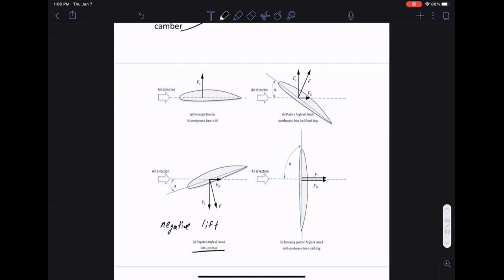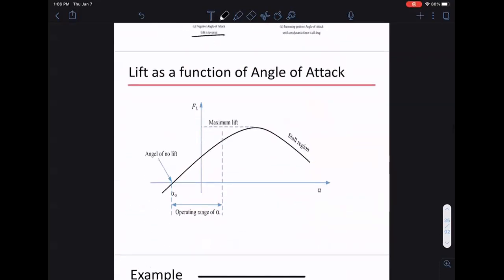Okay, so we're going to change different angles of attack. And again, if you plot the angle of attack versus lift, you get something like this. There'll be an angle where you have no lift, an angle where you have maximum lift, and everything in between. So for a wind turbine, we basically want to operate in this region. This is the operating region.